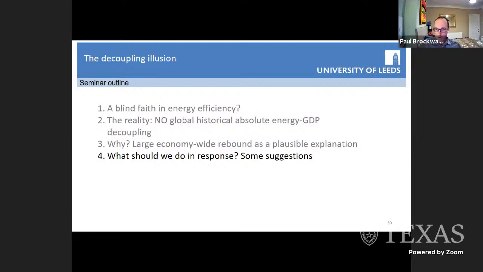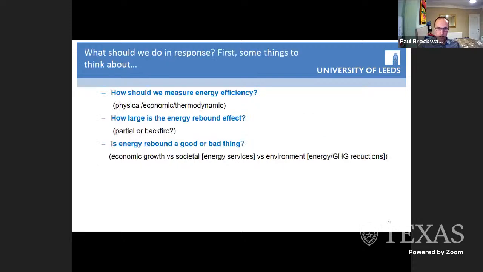Okay, so I'm near the end. So I'm going to close by questioning, okay, so that all sounds fine, Paul. Okay, right. So we realize that's not very good, but what should we do in response? So I'm going to say, well, actually, there's probably some things to think about before you get to the next stage. To think, if you were a policymaker, about how should we measure energy efficiency, and the fact that we've got lots of measures for physical and economic lenses for energy efficiency, but not much in terms of thermodynamics. So I think we probably need more indicators which are thermodynamically based.